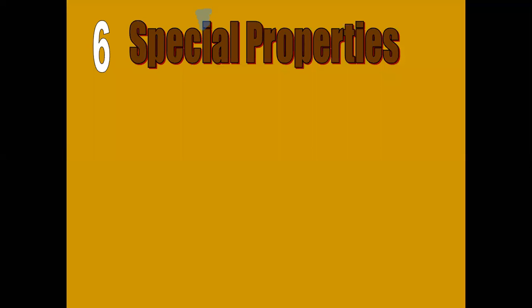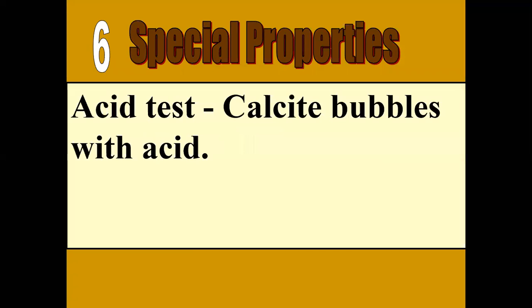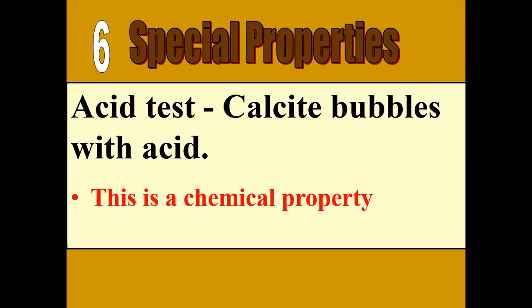All right. Some of them get special properties, and this is kind of cool. This is not for all minerals, this is just for certain minerals. We have something called the acid test. And calcite, because of its composition and what it's made of, if I put acid on calcite, it'll actually bubble. It's actually very fun to see. Okay, it's a chemical property of calcite. It's actually one of the ways we can tell the difference between calcite and halite. Okay, and it's a cool little special property. It's pretty much for calcite in this case.